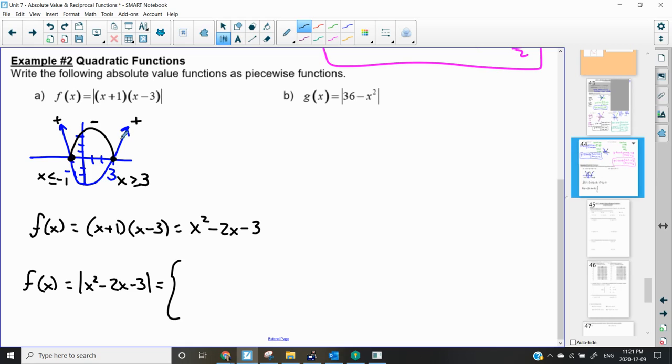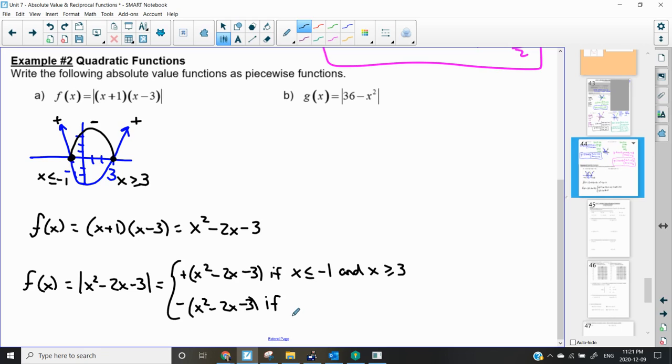Now, if we notice, we have, again, 3 pieces this time. We have a part that's less than or equal to -1. We have a part that's in between -1 and 3. And we have a part that's greater than or equal to 3. So our graph is positive if x is less than or equal to -1 and x is greater than or equal to 3. Now our graph is negative between the points -1 and 3. So we're going to have negative x squared minus 2x minus 3 if x falls between those two points.